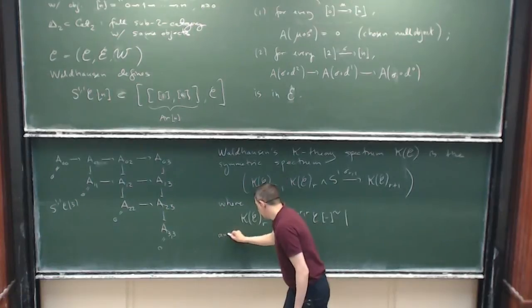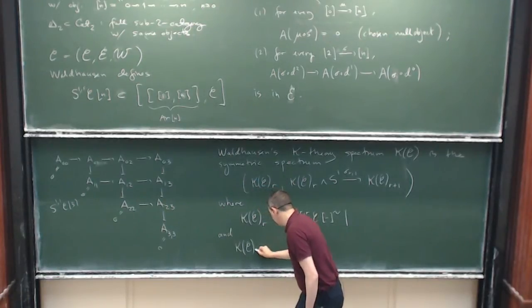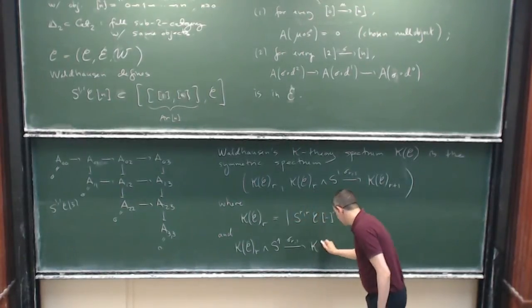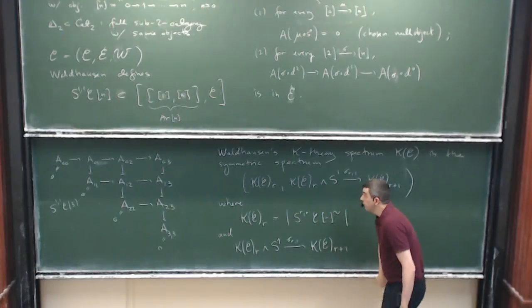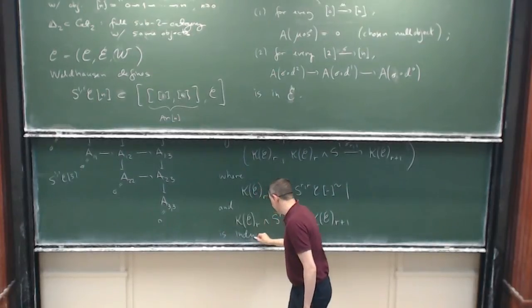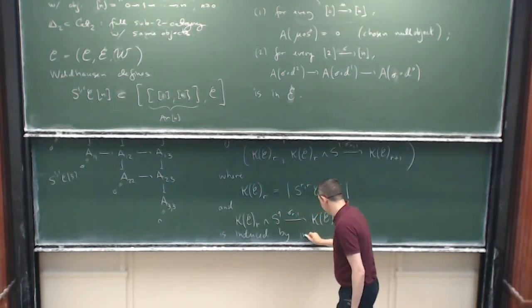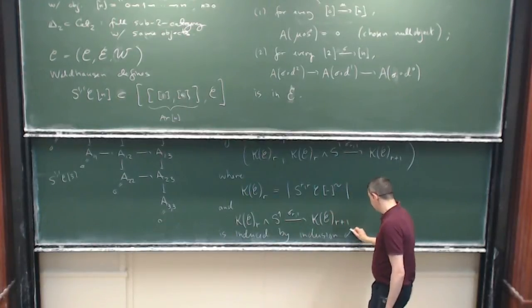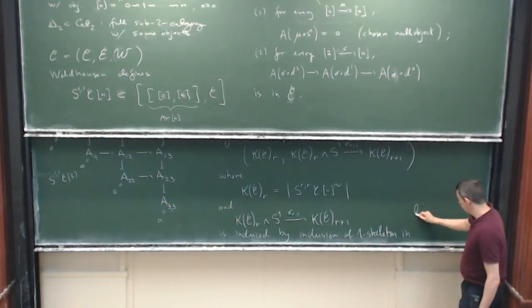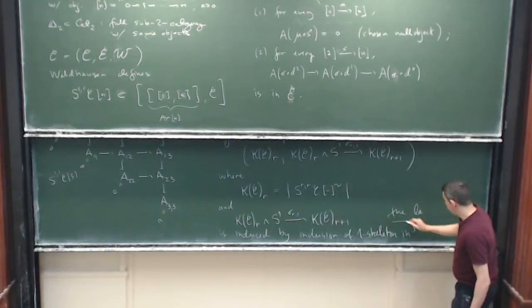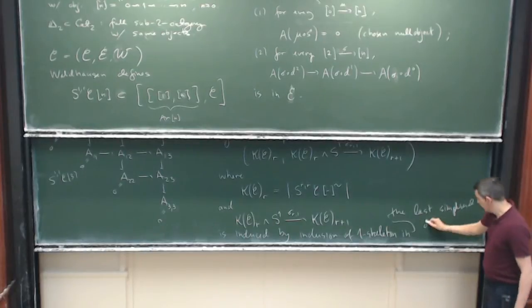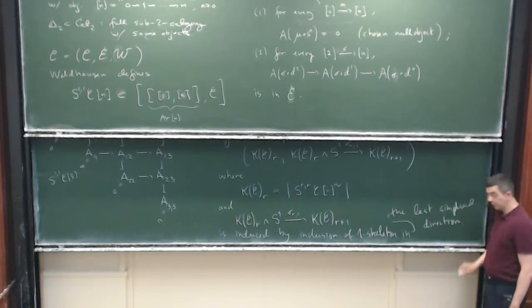And the structure map here is induced by the inclusion of the one skeleton in the last simplicial direction.